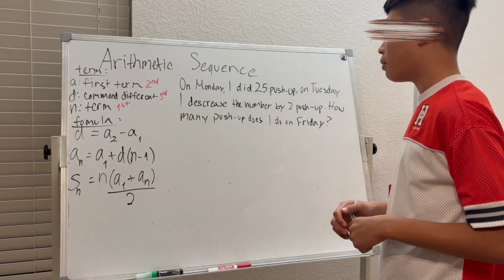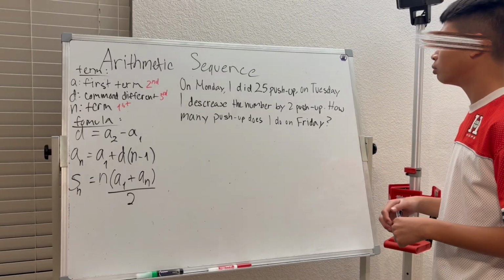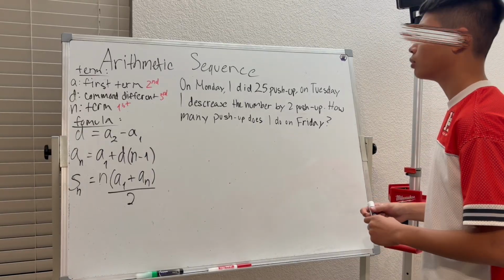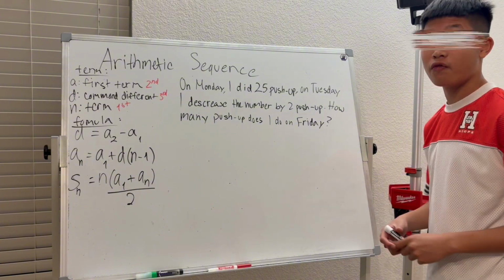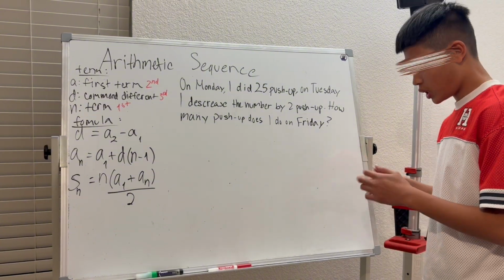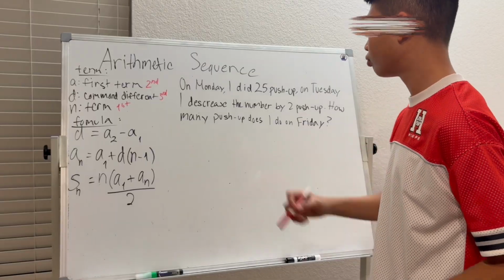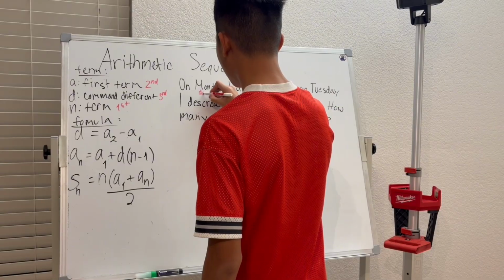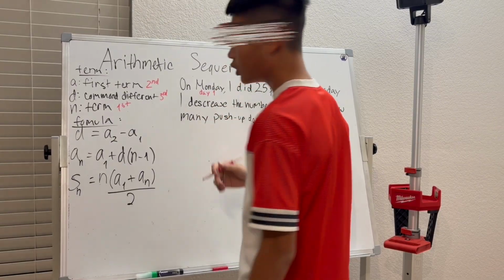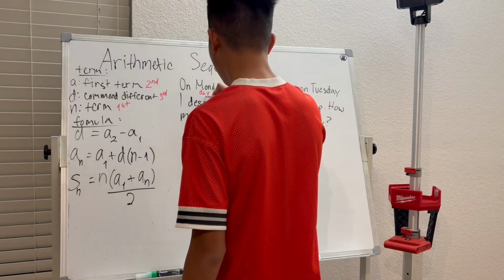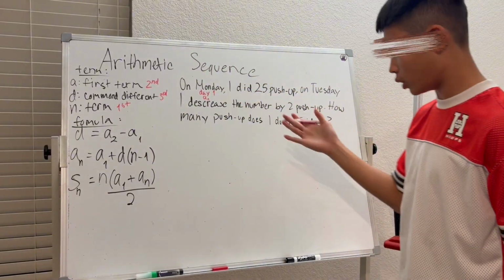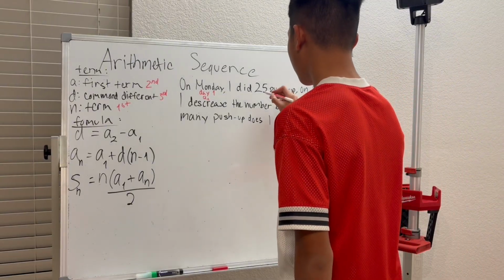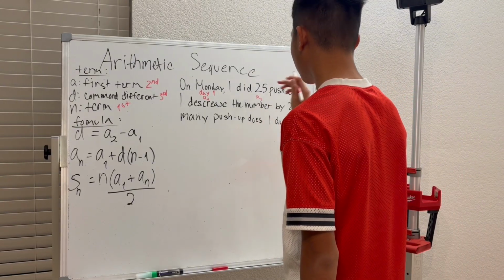The next problem is a word problem. Let's read through it. On Monday, I did 25 push-ups. On Tuesday, I decreased the number by 2 push-ups. How many push-ups did I do on Friday? Let's underline what we need to know. Let's call Monday day 1, so a sub 1. On day 1 I did 25 push-ups.